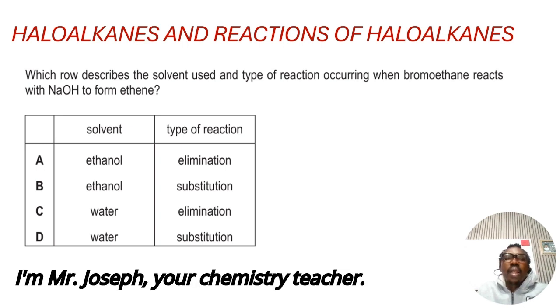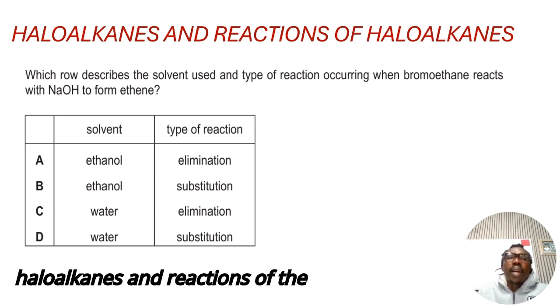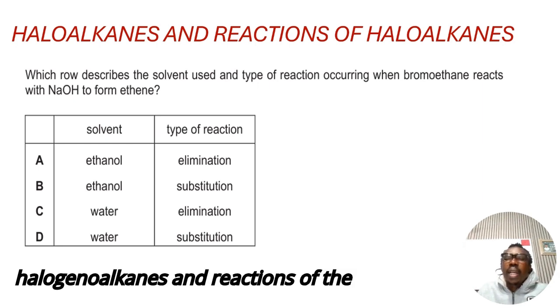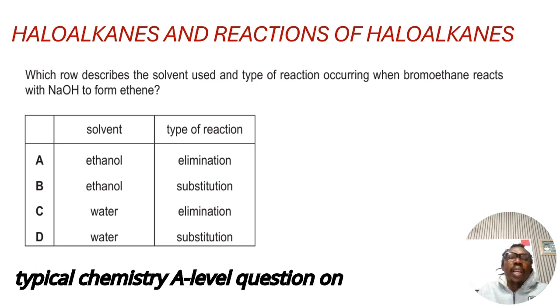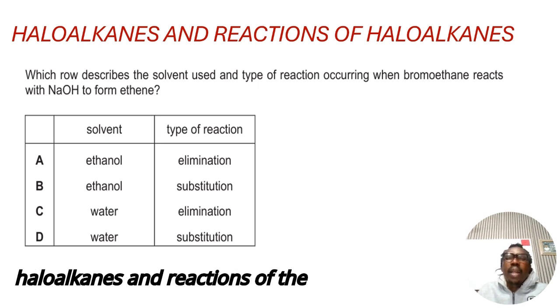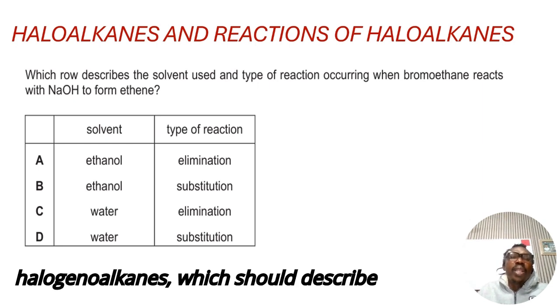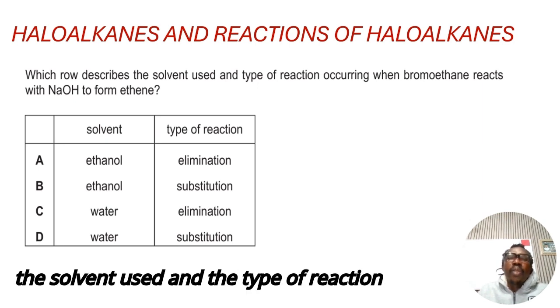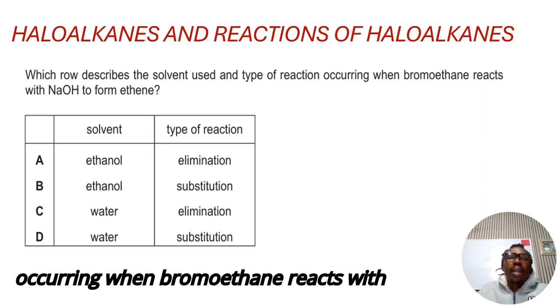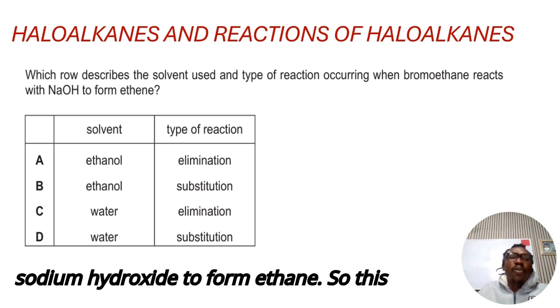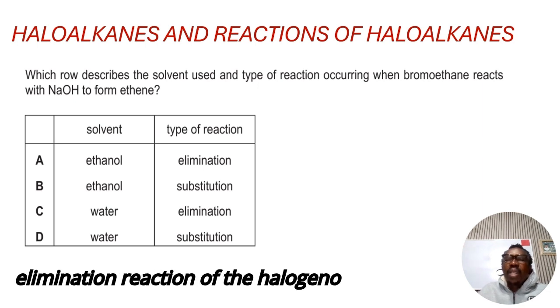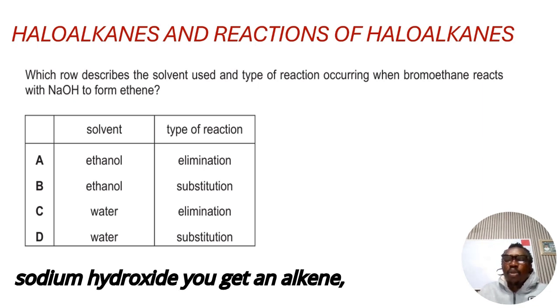I'm back with my lectures, still on haloalkanes and reactions of the haloalkanes, which are the halogenoalkanes and reactions of the halogenoalkanes. So before us, a typical chemistry A-level question on haloalkanes, which will describe the solvent used and the type of reaction occurring when bromoethane reacts with sodium hydroxide to form ethene. So this is an elimination reaction, a reaction of the halogenoalkane with ethanolic solution of sodium hydroxide.